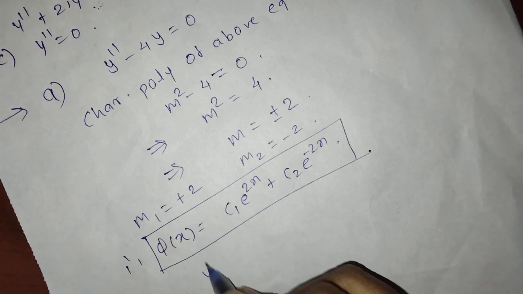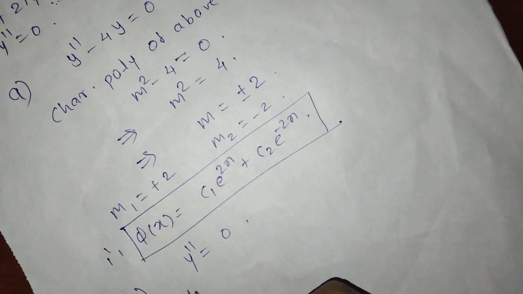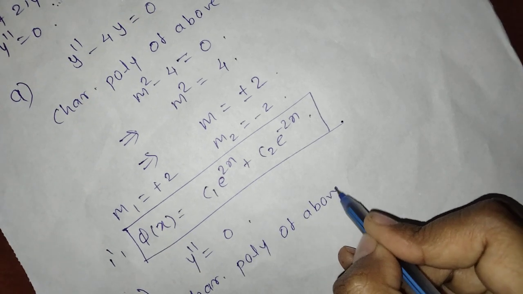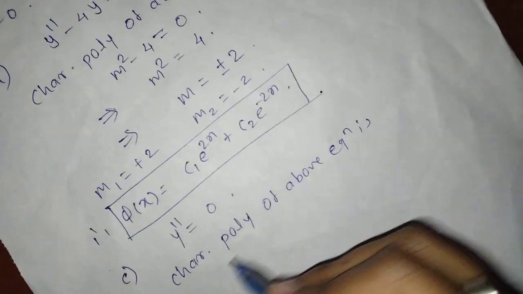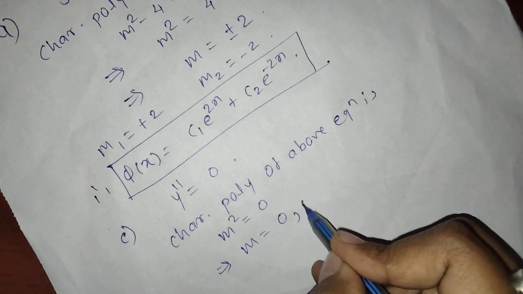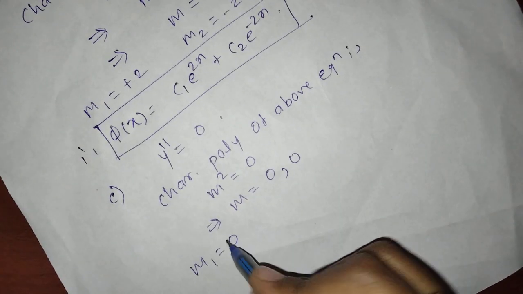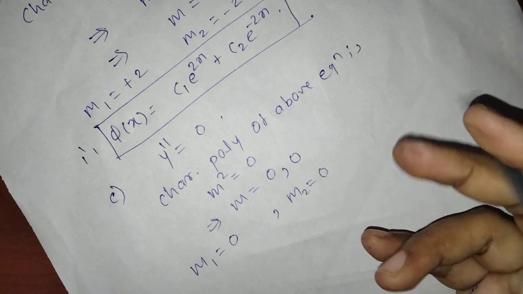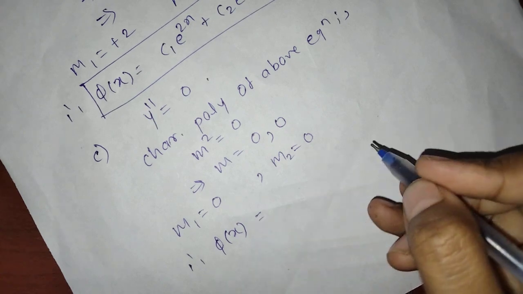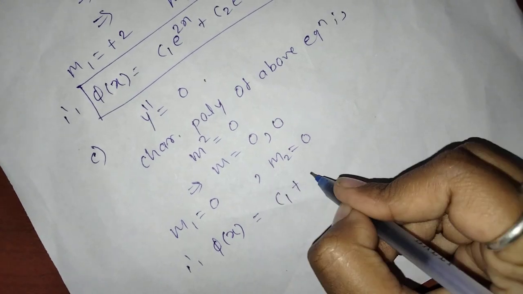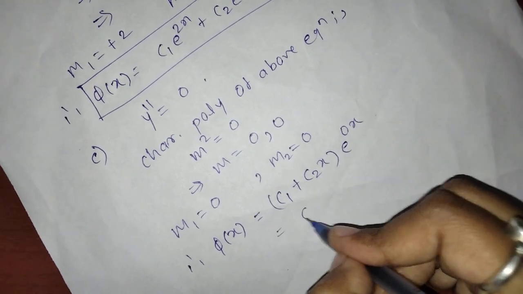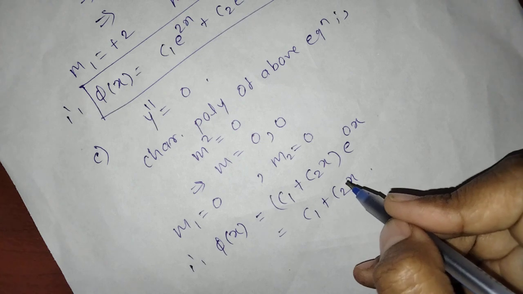Next, C, y double dash equal to 0. So the characteristic polynomial of the above differential equation is m square equal to 0, which implies m is equal to 0, 0. Means m1 equal to 0, m2 equal to 0. So roots are repeated. So the solution of this differential equation is in the form of c1 plus c2x into e raised to 0 into x equal to c1 plus c2x.